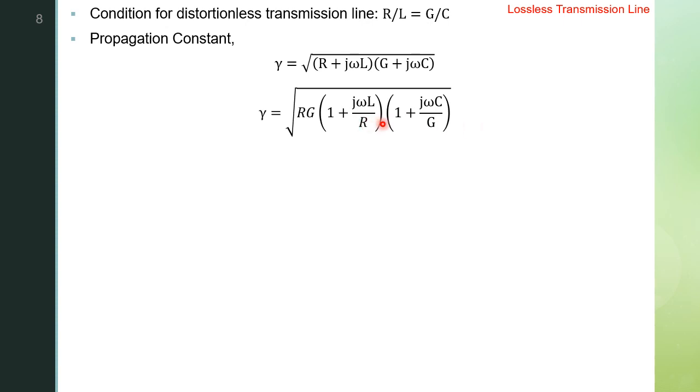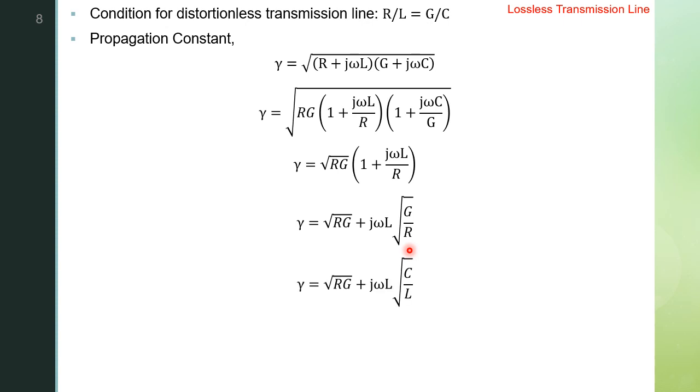So when you consider these two terms, in this L by R is equal to C by G from the condition for distortionless line. So what will happen to the value of gamma is that gamma will become root of RG into 1 plus j omega L by R, since these two terms are equal. So when you open the bracket, the value of gamma will be root RG into (1 + j omega L by R), that is root RG plus j omega L into root of G by R. Now when you consider G by R, it is equal to C by L from the condition.